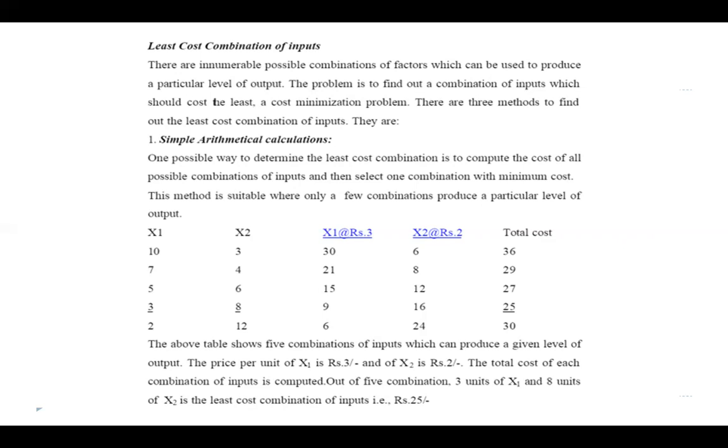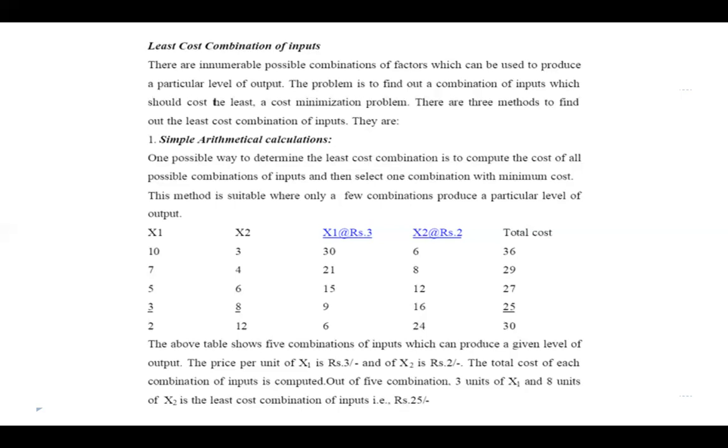They are: number one, simple arithmetic calculation or arithmetic method. Now, what is the arithmetic method? One possible way to determine least cost combination is to calculate the cost of all input combinations and then select the one combination with minimum cost. This method is suitable only when there are few combinations that produce a particular level of output.